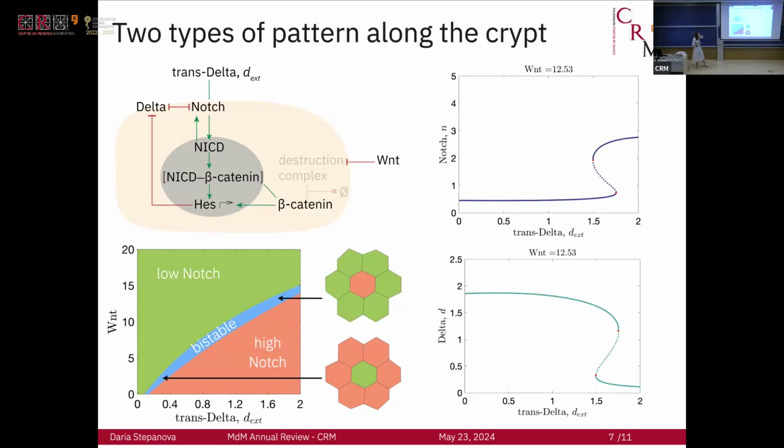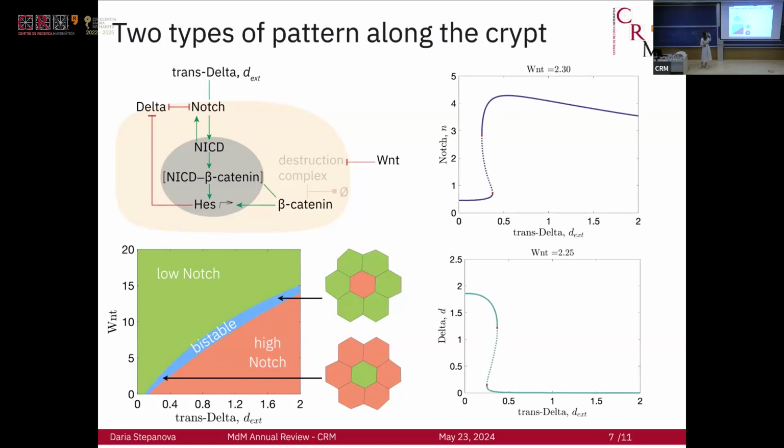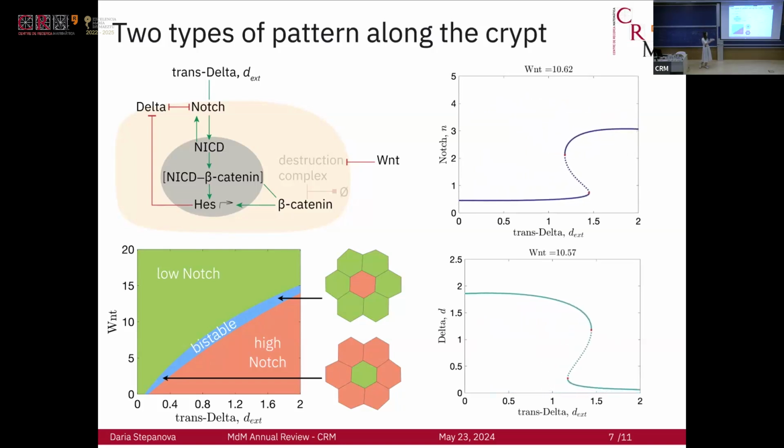And in this case, we can also see this if we plot bifurcation diagrams. So if I plot this again, we can see how the bistability region, the pattern region, shifts to the right, so that the pattern is transformed from the classical one to the inverted one.